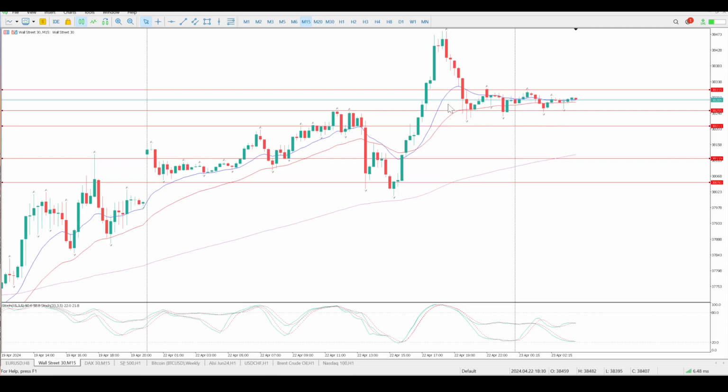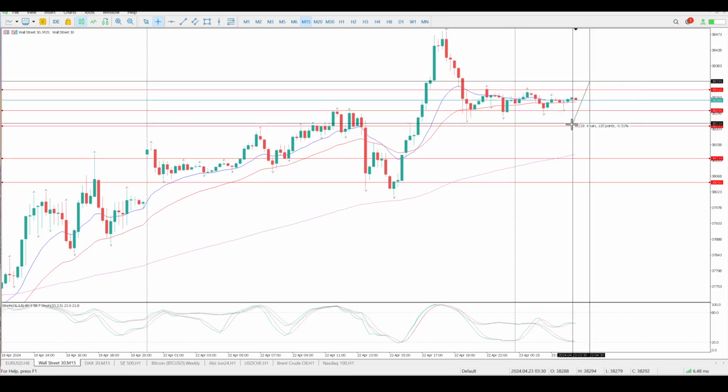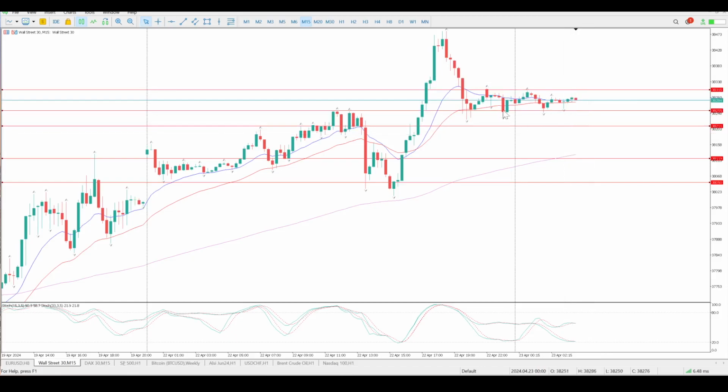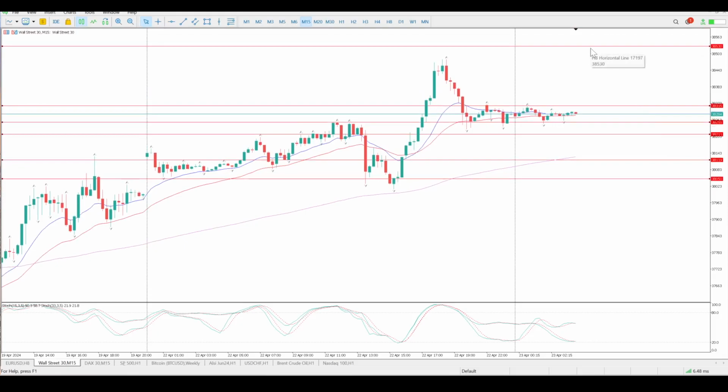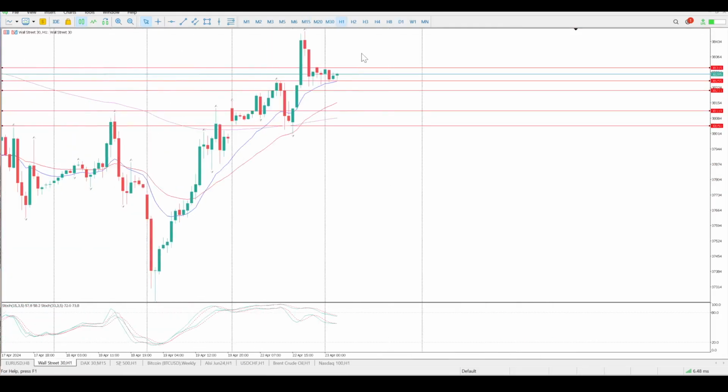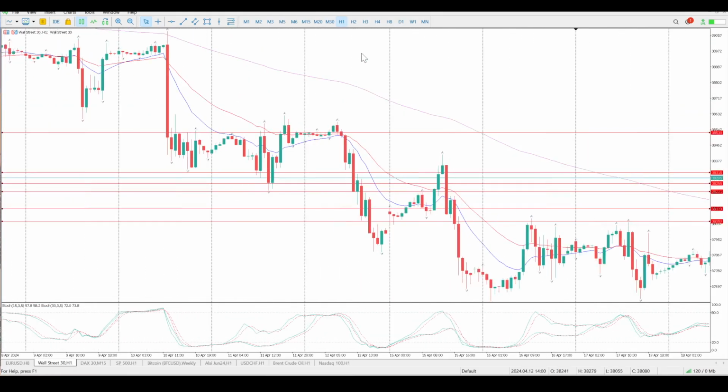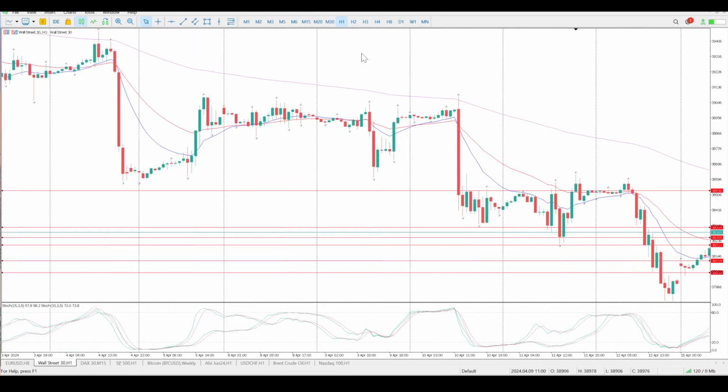But at the moment, typically, when you see this kind of setup, as soon as you get that break through this range, you need a solid 15-minute candle that breaks through, you've got a 150-point stop loss for a continuation to the upside. And I think first price is going to be 38,530, and once you're through that, well, there's so much structure to the upside.